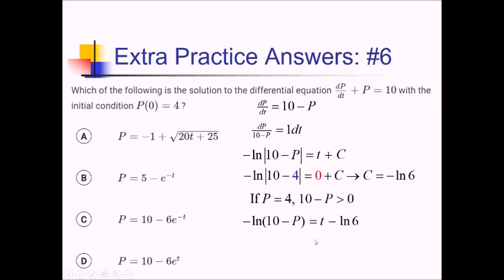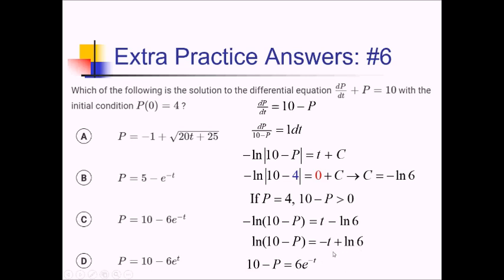And at this point, it's all about isolating p. To start with that process, let me divide everything by negative 1. So we have ln of 10 minus p equals, you could either write negative t plus ln of 6 or ln of 6 minus t, either of those. At this point, now I have to raise e to both sides to get rid of this ln. So that's going to give me 10 minus p on the left side. On the right side, I've got e to the all of this.